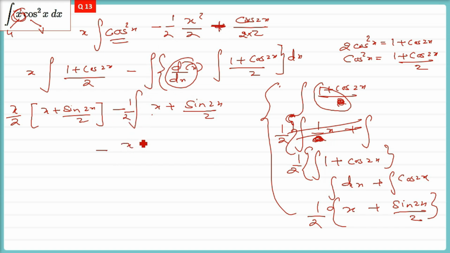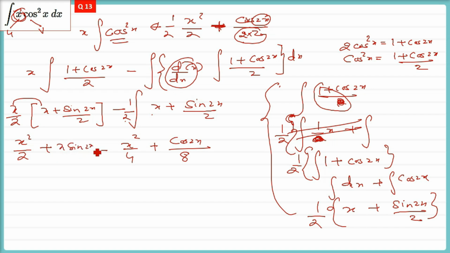x square by 4, it will be negative x square by 4. And half I have multiplied already. Half was already there, so 2 into 2 into 2 will form 8. So cos 2x divided by 8. And this will be multiplied inside. x into x will be x square by 2. And x by 2 into sin 2x by 2 will be what? It will be x sin 2x divided by 4. Okay, I just missed it.